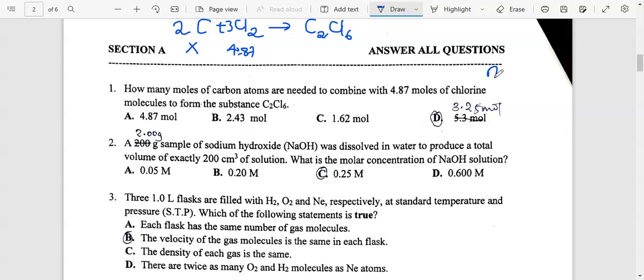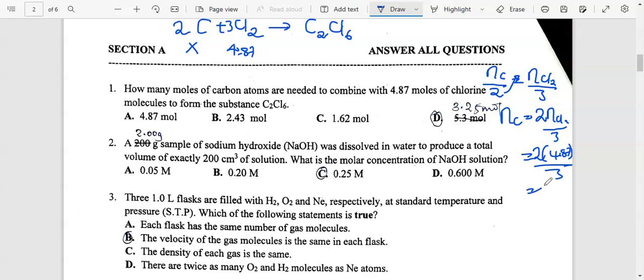We know that the number of moles of carbon divided by the coefficient, which is 2, should be equal to the number of moles of chlorine divided by the coefficient, which is 3. So now we are going to do the cross multiplication. That means the number of moles of carbon is going to be 2 times the number of moles of chlorine divided by 3. So this is 2 multiplied by 4.87, and then divided by 3. Let's see what we get.